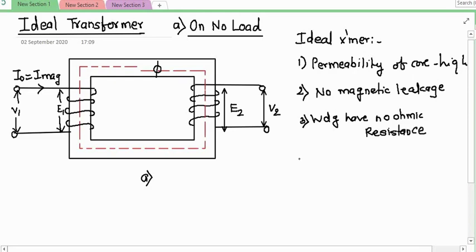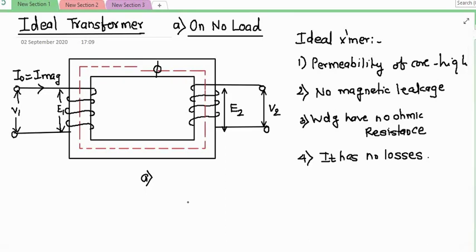So these assumptions will help us to develop the idea of the ideal transformer. And fourth assumption is that it has no losses. It means its efficiency is 100%. As I have told you, in practice it is not possible to have such an ideal transformer. However, the concept of ideal transformer is very useful in delivering step by step the theory of the practical transformer. That's why instead of directly going to the practical transformer, first of all we'll study the ideal transformer.